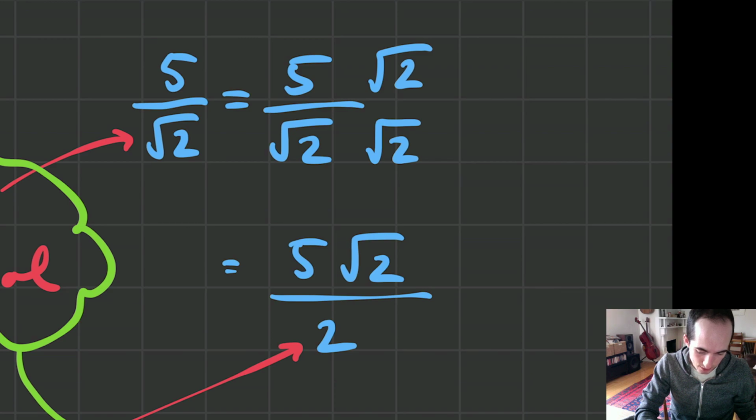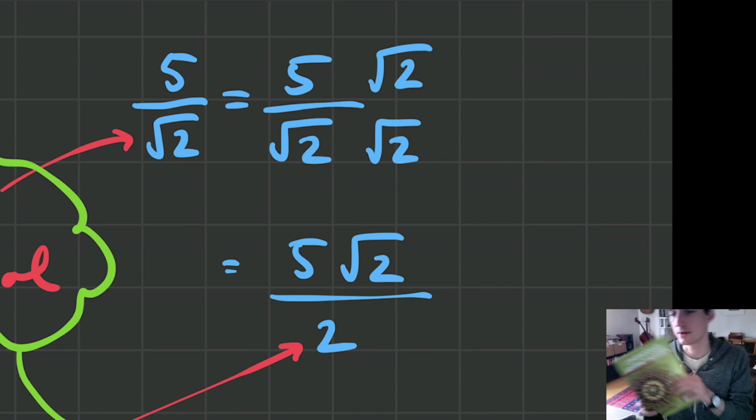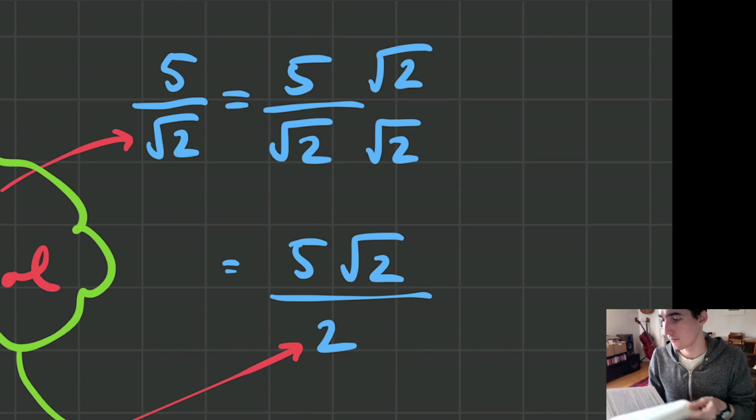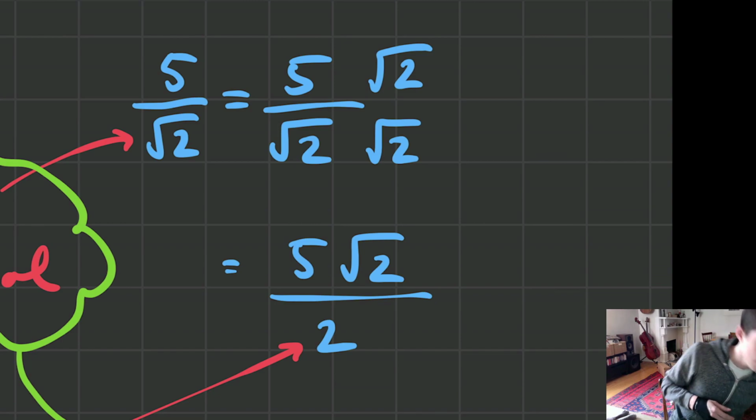It wasn't until I started taking some algebra classes, and this is my book, a contemporary abstract algebra. It wasn't until I was in my 4th year of university, when I was studying fairly challenging topics in abstract algebra, that it finally dawned on me why we actually do things like rationalize the denominator. And it actually makes a lot of sense when you think of it this way.